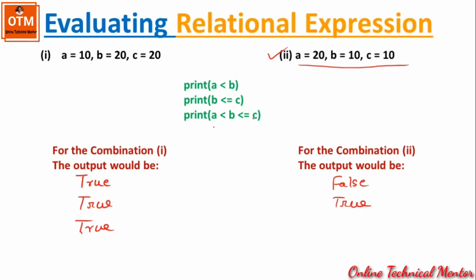Now a less than b less than or equal to c. Here a is 20, b is 10 and c is also 10. Now this condition is true, but this condition a less than b is false. So in this scenario, if any one of the conditions becomes false, it will give you a false value. So this is how a relational expression works.